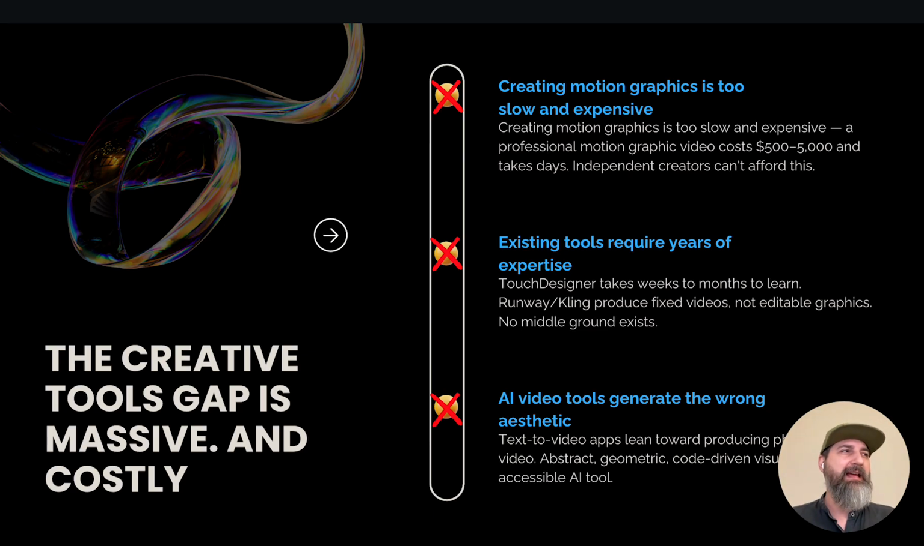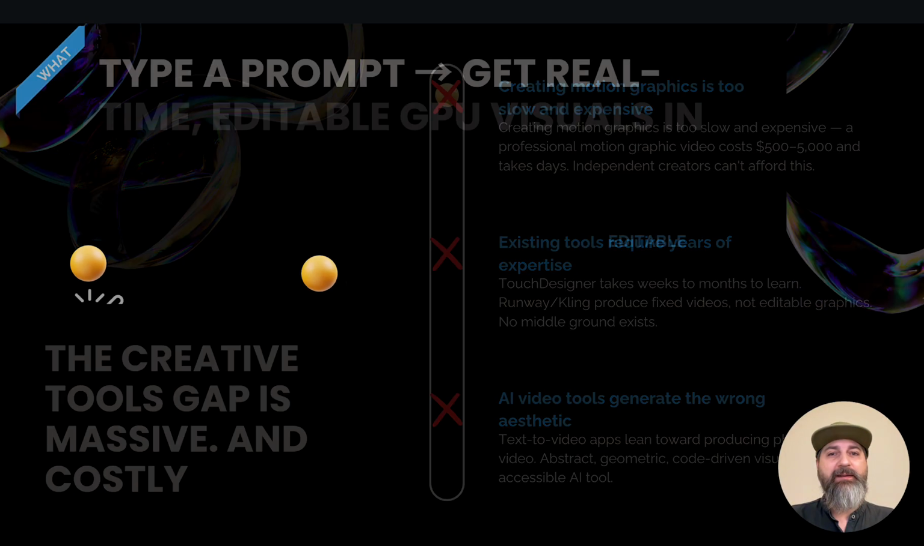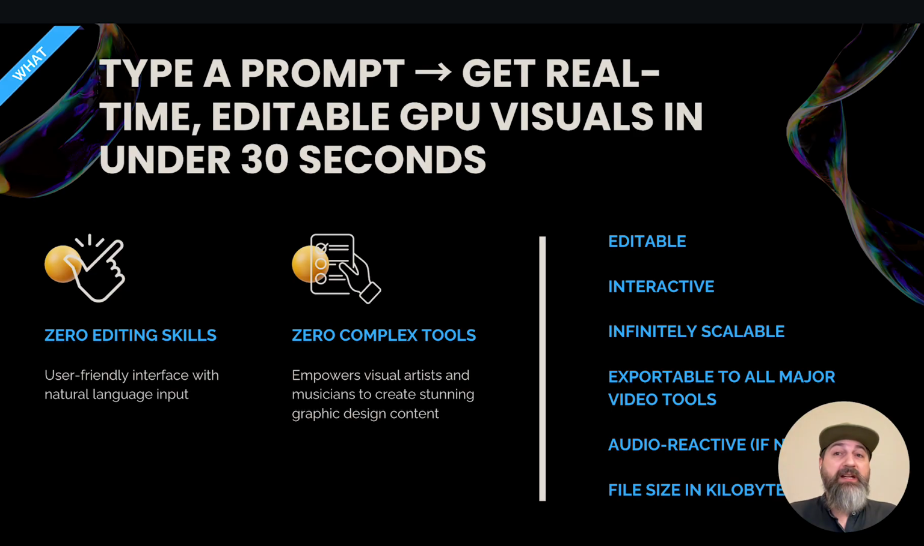Also, text to video is leaning towards photorealism in a sense, and we really like the angle of geometric shapes, abstract art, and code-driven visuals, creative coding art, mathematical art, however you want to call it. So that's why we created RAIV.